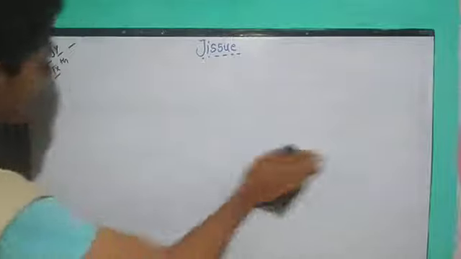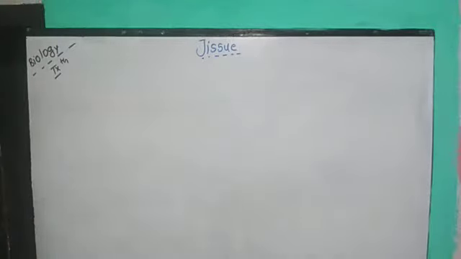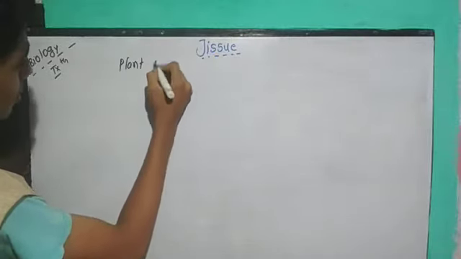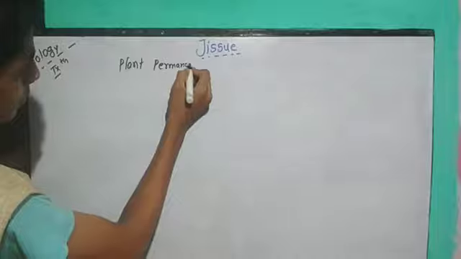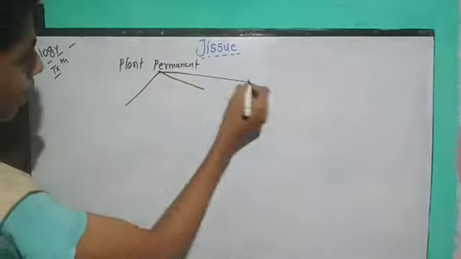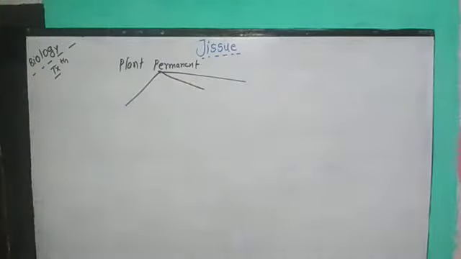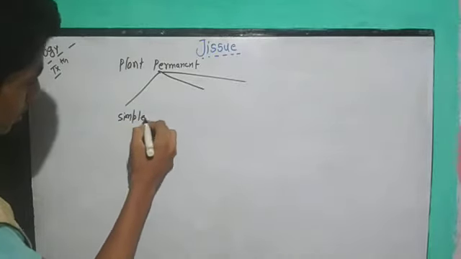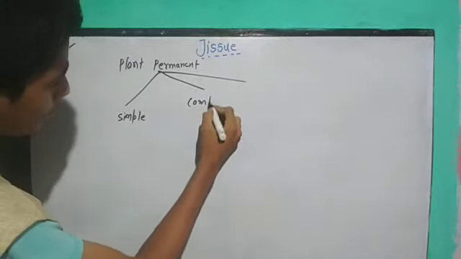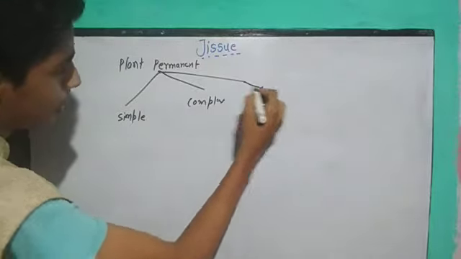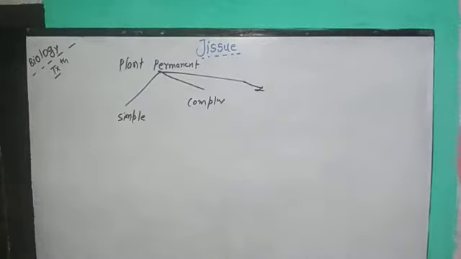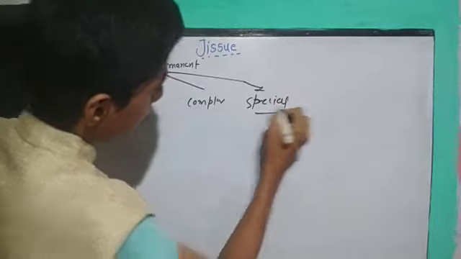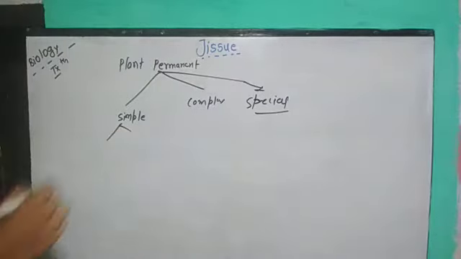Now we are going to see about the permanent plant tissue. Permanent tissues are of three types. First, simple permanent tissue. Second, complex permanent tissue. And the third one, which you will see only in exceptional cases but is also important, is known as special permanent tissue.